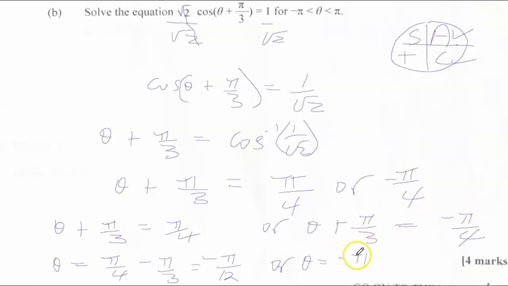Let's group everything on the right hand side. Minus pi over 3. That's minus 7 pi over 12.